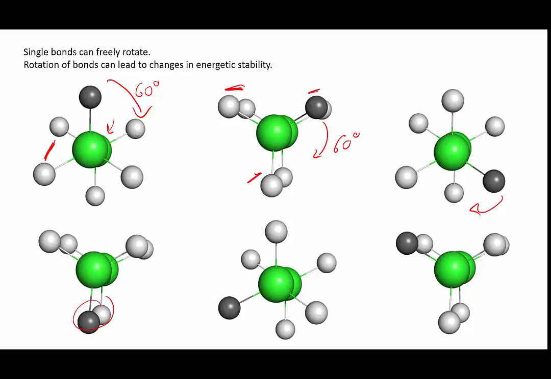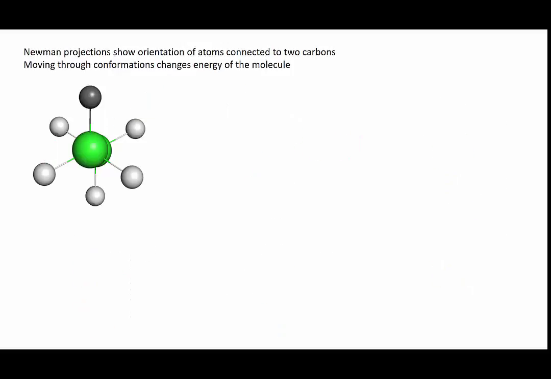Now, it's a lot of work to put together these types of structures, and obviously you can't do that on paper. So what we're going to do instead is do something called a Newman projection. A Newman projection is a simplified way of drawing these conformations. And if we rotate the Newman projection, we can figure out how the energy changes as that central bond between the two carbon atoms rotates.